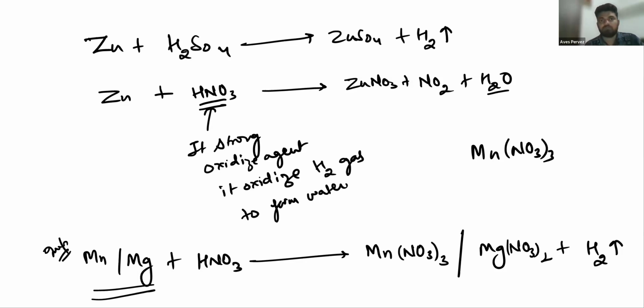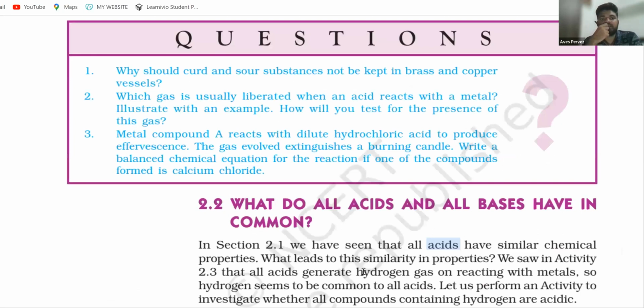Done, sir. Okay. So dear students, please have a look at these questions from your NCERT. Which gas is usually liberated when acid reacts with metals? State an example, and how will you test the presence of this gas? So how will you test this gas?